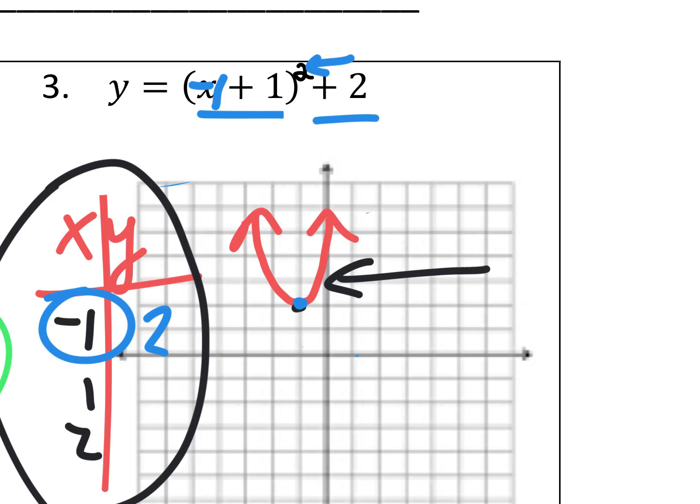Chloe, can you put in a number for me? Have you got another number? Tell me a number you put in. 1. Positive 1. When you put a 1 in, walk me through it.